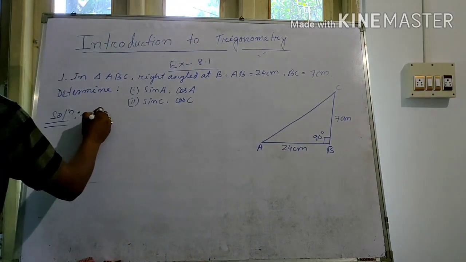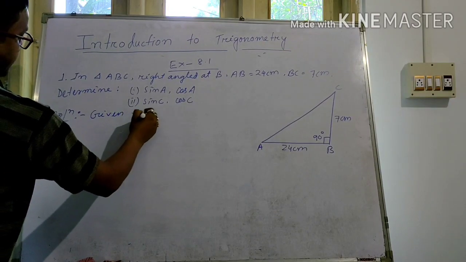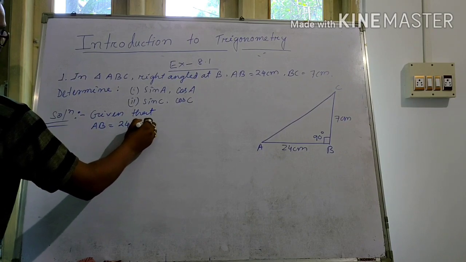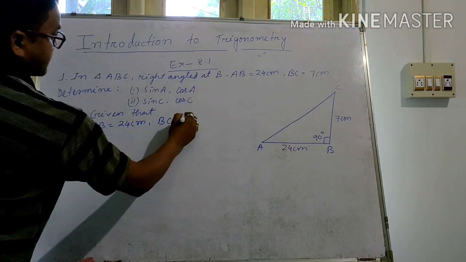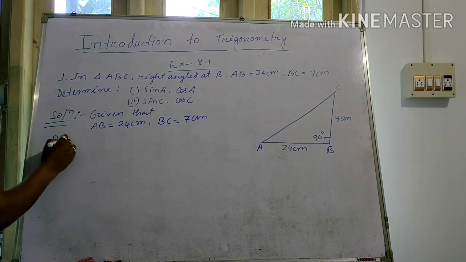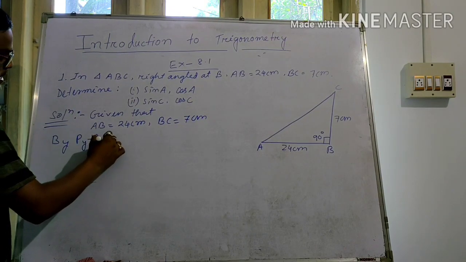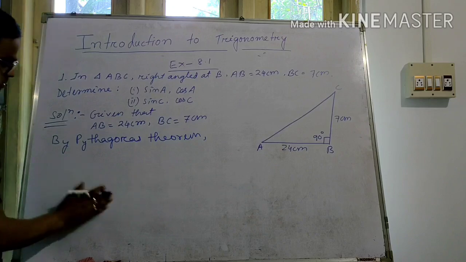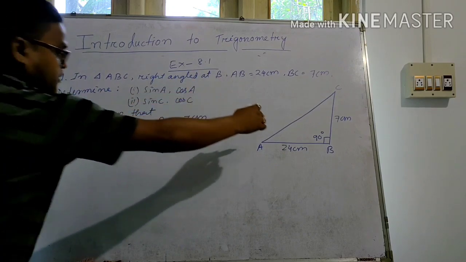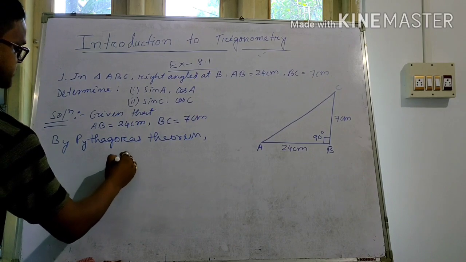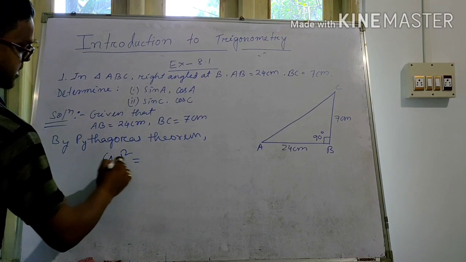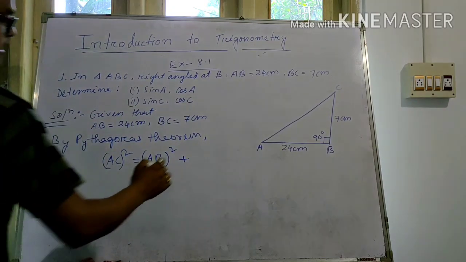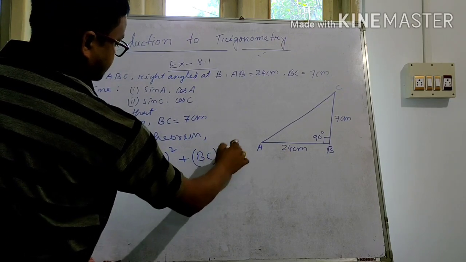Okay. So you write what is given. Given that AB is equal to 24 centimeter, BC is equal to 7 centimeter. By Pythagoras theorem, what do you get? Hypotenuse square. Here hypotenuse is AC. So you will get AC square equal to base AB square plus BC, that is perpendicular square.